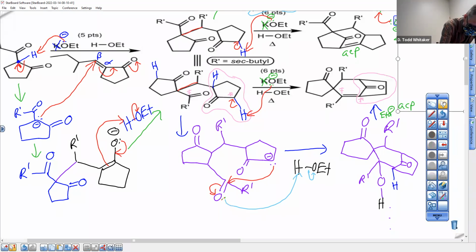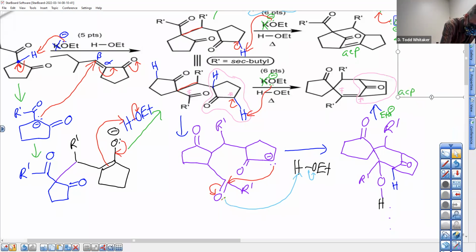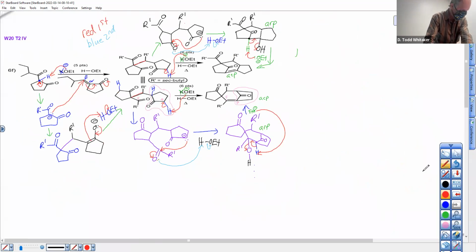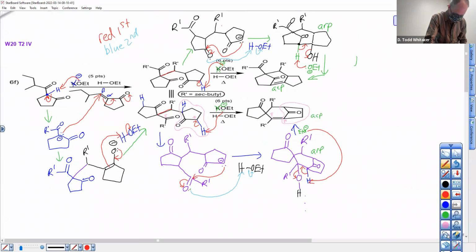ACP. This is ARP. Dehydration of an aldol reaction product makes aldol condensation product. And that'll be the end of that story. There it is. Clean up all this incidental stuff. And there you have it.